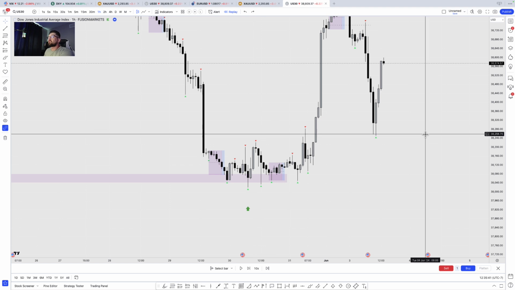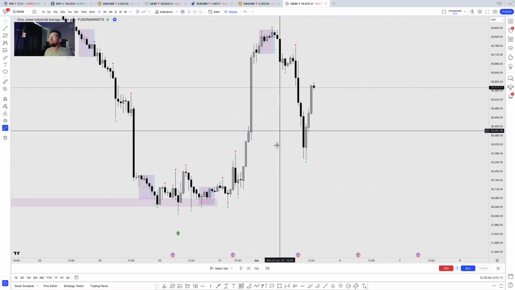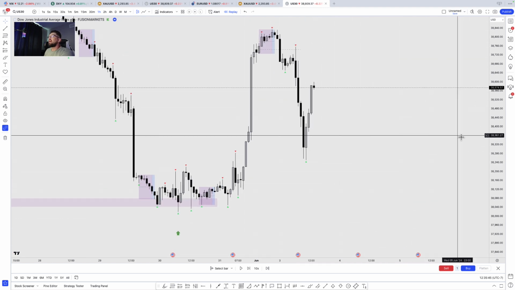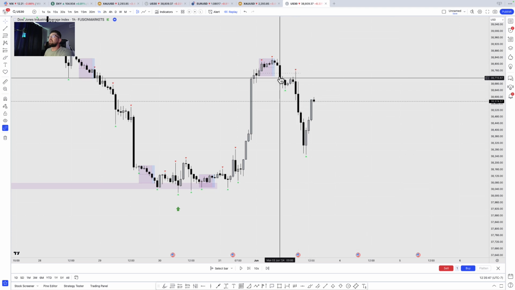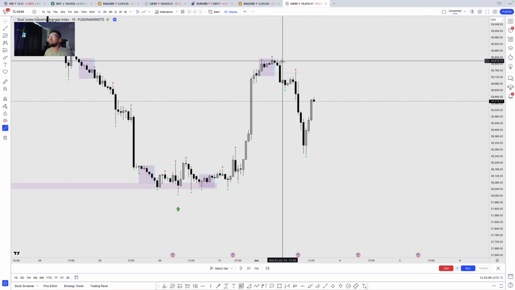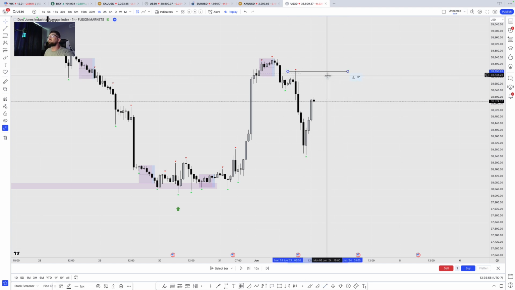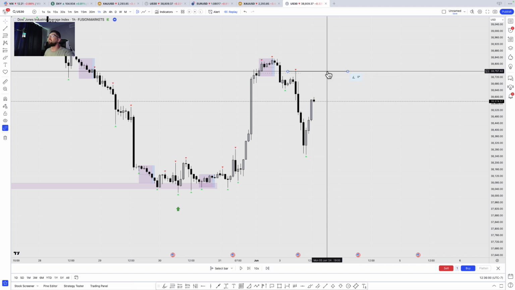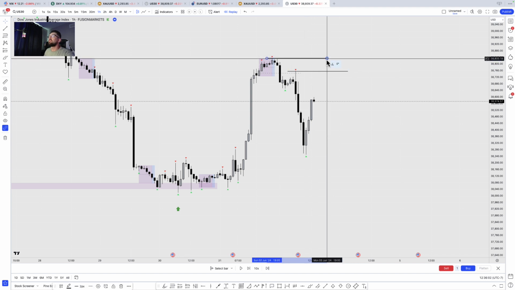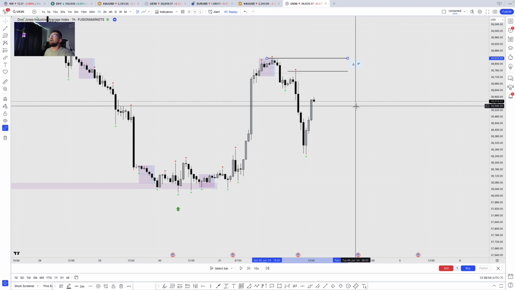When it's deeply retracing, that's telling me the moves are going to be smaller and that the targets are going to be daily highs and lows, and that the targets are going to be the first liquidity level, which in this case would be here for me. That would be the first liquidity level. The second liquidity level would be essentially the daily high.